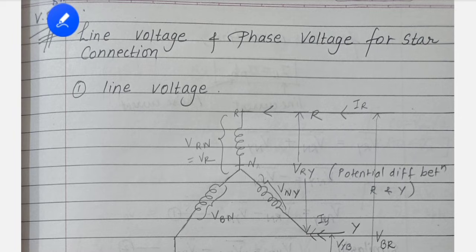Line voltage and phase voltage for star connection. There are two questions, of which one is compulsory, maybe star connection or delta connection. Now first we are starting with the star connection, and the second one is the delta connection. That time you have to consider that.